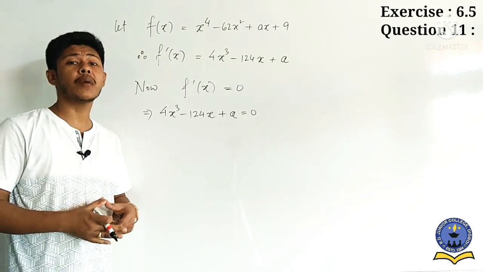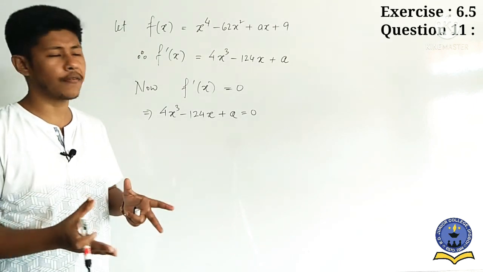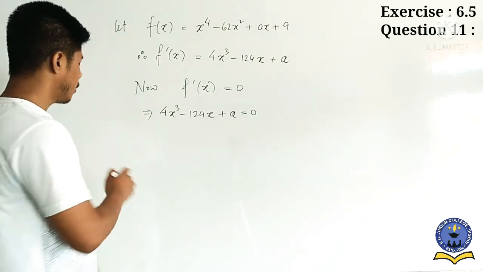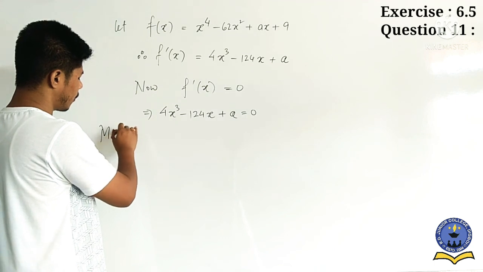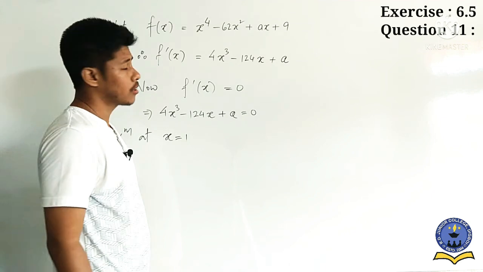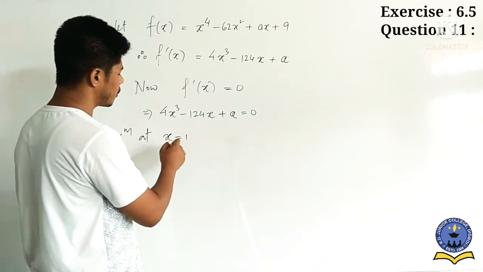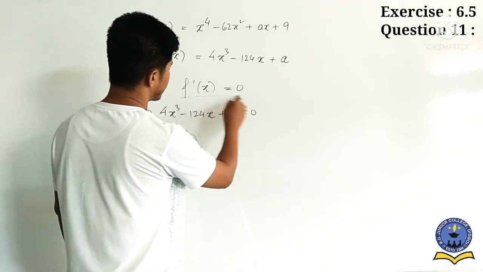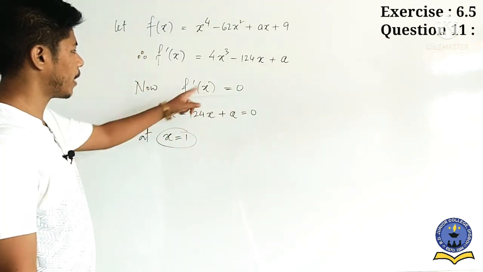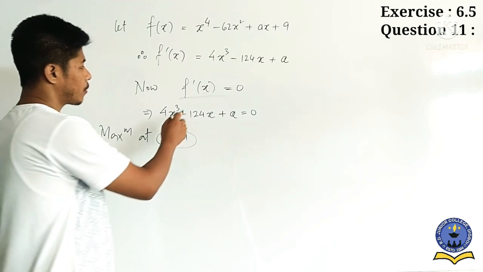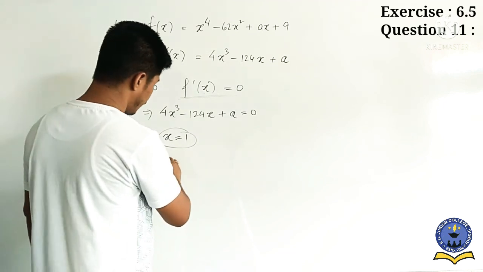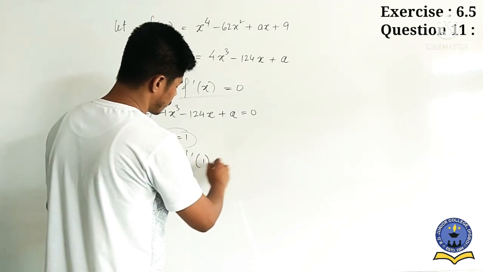The function is maximum at x equal to 1. So no need to verify here, we just have to write down because the function is already maximum at which point? So at x equal to 1. Isn't it? So that means this x equal to 1 we have to put here in this given function. So in place of x we have to write 1 here. So therefore we write f dash of 1 equals to 0.